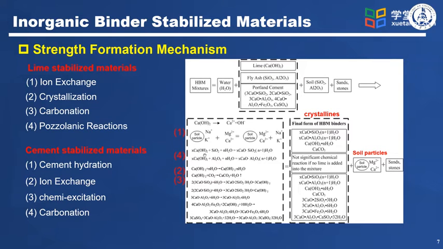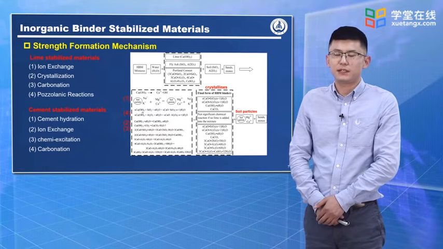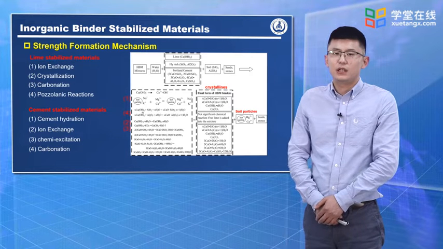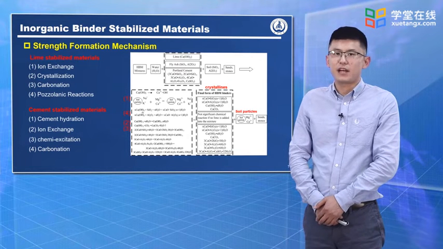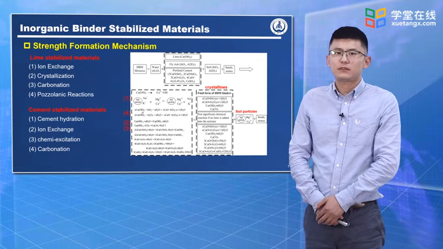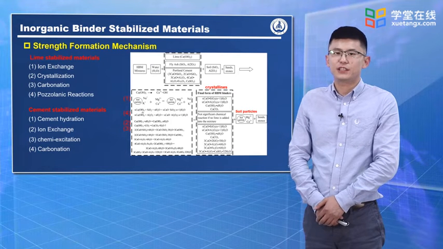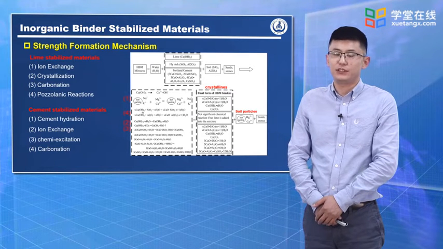So where does the strength formation come from? Generally, it can come from several aspects. And for different binders, they may have different mechanisms. For example, we list the lime stabilized material and the cement stabilized material here. For the lime, these mechanisms could be ion exchange, crystallization, and carbonation. And for the cement stabilized, this can be cement hydration, ion exchange, chemical excitation, and carbonation.